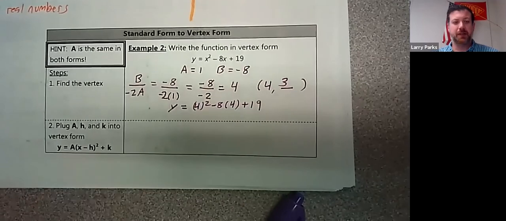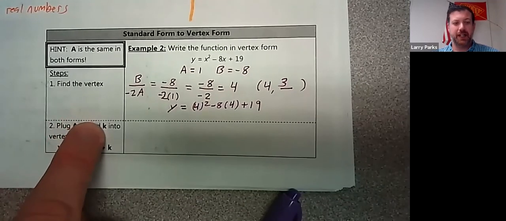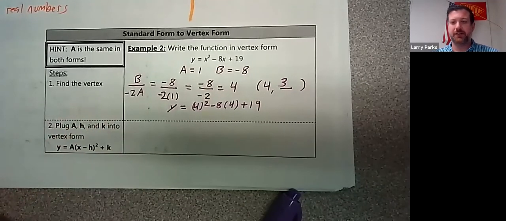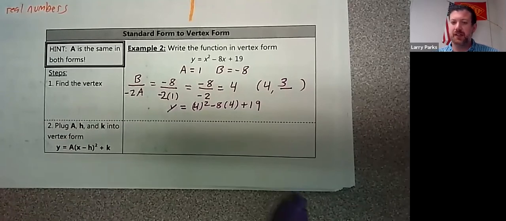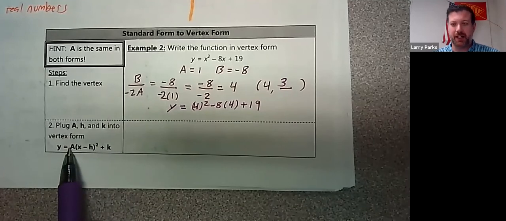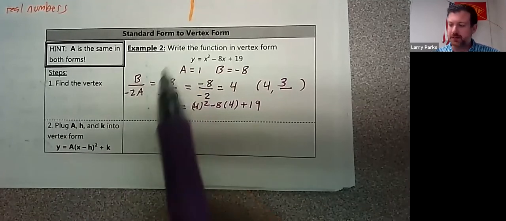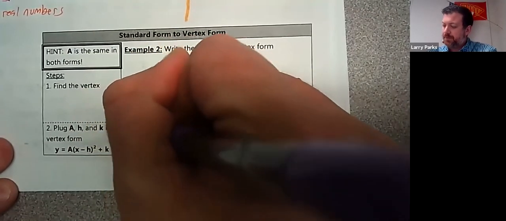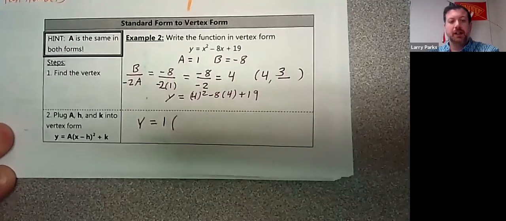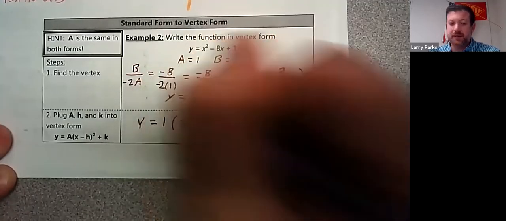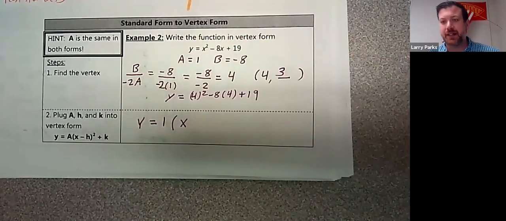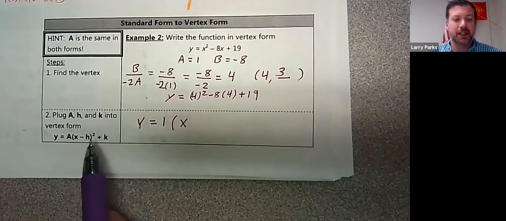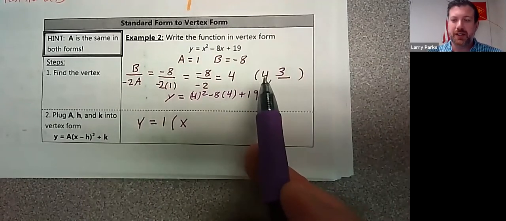So now you're going to plug A, H, and K into vertex form. And so this probably makes absolutely no sense to you. But A, we know what A is. A is 1. And then we're going to have X. Because you have to have an X in there, you have to have a Y. And H in this case is 4. This is going to be your H, this is going to be your K.